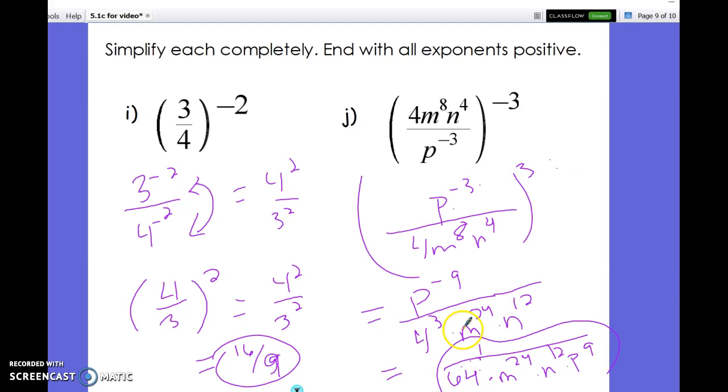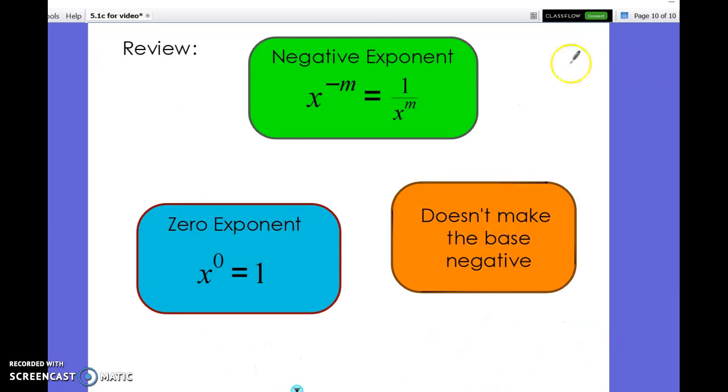Okay, I'm going to make one little change. We can actually evaluate 4 to the 3rd power. 4 times 4 is 16, and 16 times 4 is 64. So that's how we should write our final answer. Just to review, if it's a negative exponent, basically put it on the opposite side of your fraction. Anything to the 0 power is going to be 1.